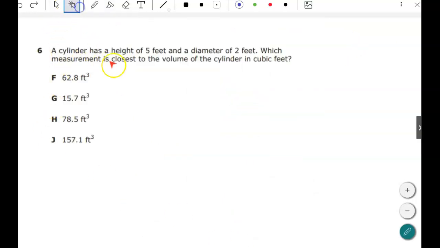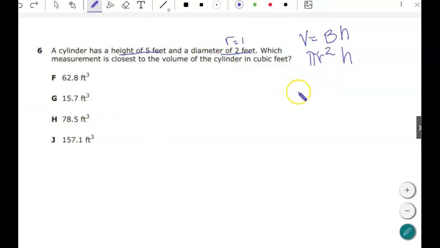Next question. A cylinder has a height of 5 feet and a diameter of 2 feet. Which measurement is closest to the volume of the cylinder in cubic feet? All right, so remember, and you have that reference chart you'll be using, the area of the base times the height of the cylinder. The base is a circle, so you have pi r squared. We know the height is 5, the diameter is 2. So if the diameter is 2, the radius is 1.